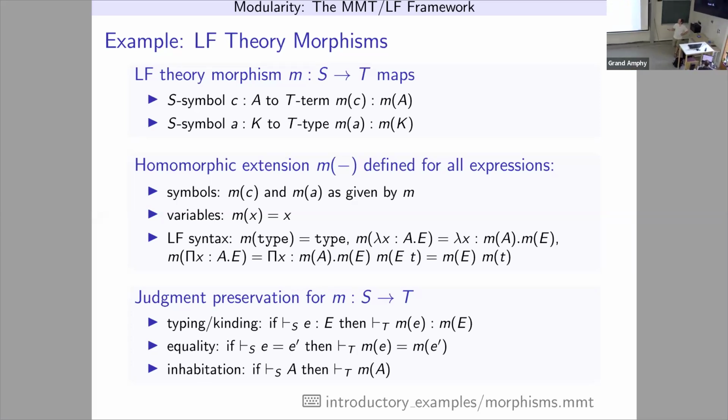The only interesting stuff happens at the leaves, when M of C and M of A are given by the morphism M itself. So we just keep the syntax tree unchanged, just swap out at the leaves the symbol references for the expressions that we're mapping them to. So some more nice properties. We only have to give finitely many of these. So our morphisms are finitely presented translations. Moreover, if our base language has decidable typing, like in the case of LF, these are also decidable. That means it's decidable whether a morphism is well formed.